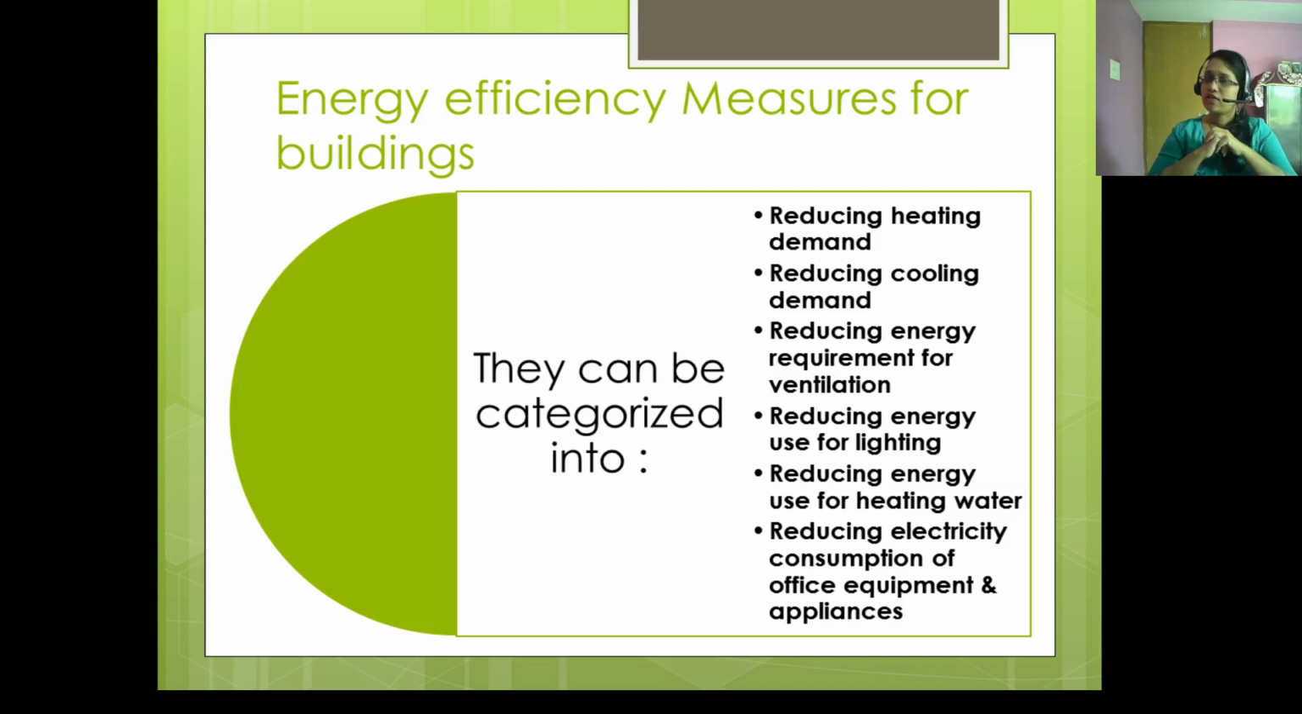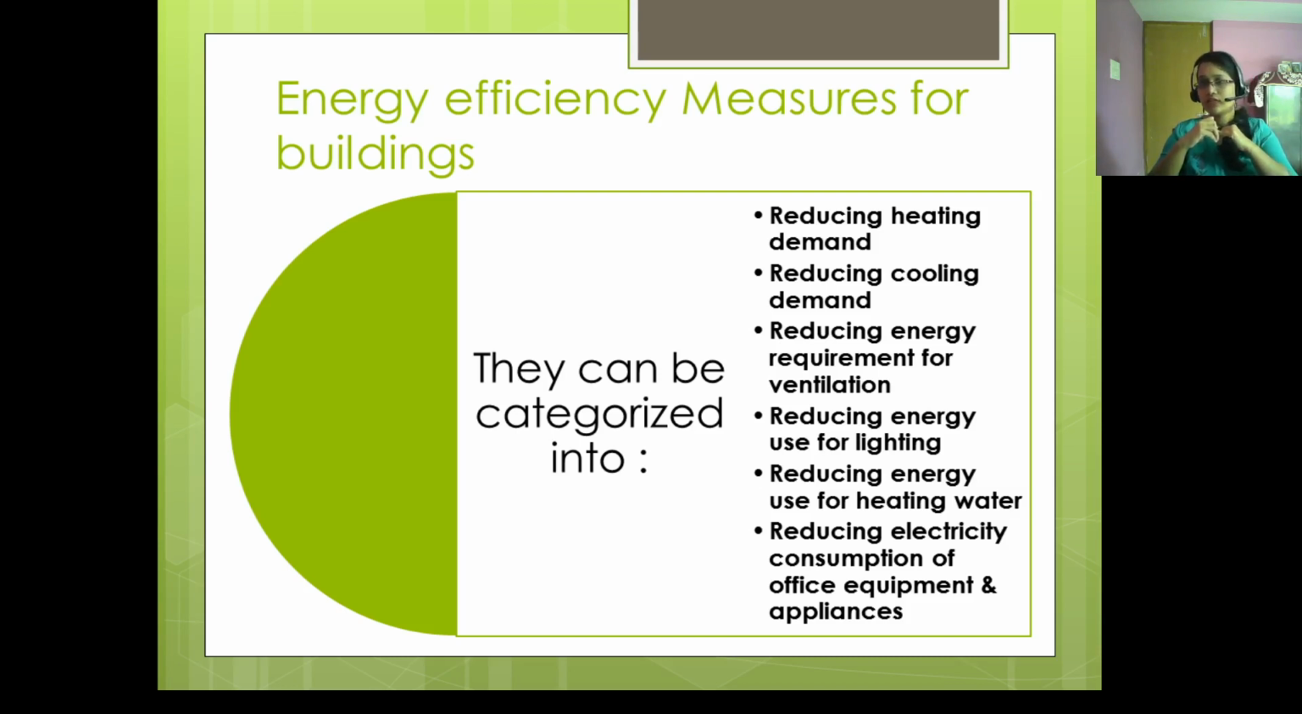Then next is reducing the energy use for lighting. This can be accomplished by making maximum use of daylight while avoiding excessive solar heat gains, then installing energy efficient luminaires with a high light output to energy ratio, and selecting lamps with high luminous efficiency.